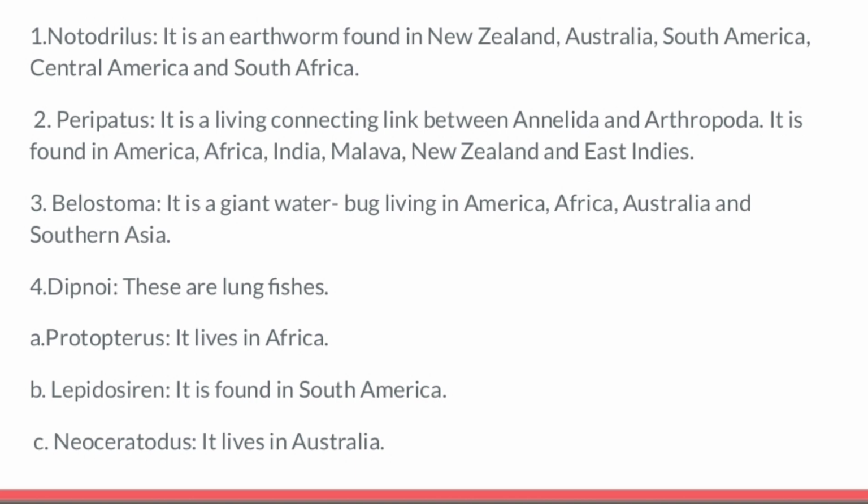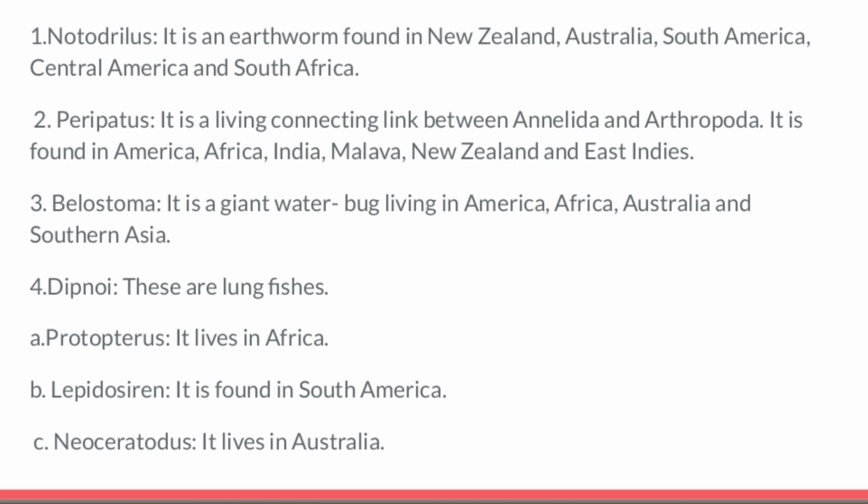Notodrilus. It is an earthworm found in New Zealand, Australia, South America, Central America and South Africa. Peripatus. It is a living connecting link between Annelida and Arthropoda. It is found in America, Africa, India, Malaya, New Zealand and East Indies. Belostoma. It is a giant water bug living in America, Africa, Australia and Southern Asia.